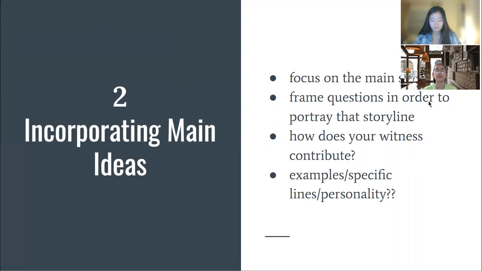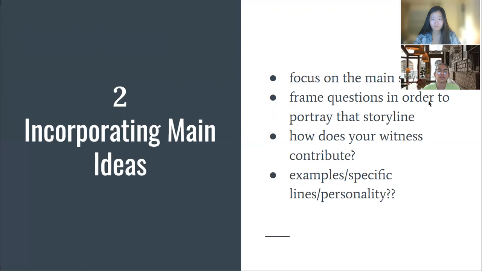You should always be asking yourself, how is my witness contributing to this overall story, rather than thinking, what does this witness say that can provide a new reason to vote for the prosecution or the defense? You should be focusing on the main idea at all times and trying to find clues within the witness statement to support the main idea. So rather than making arguments based off of the evidence, you should be using the evidence to support the main idea that we've already chosen.